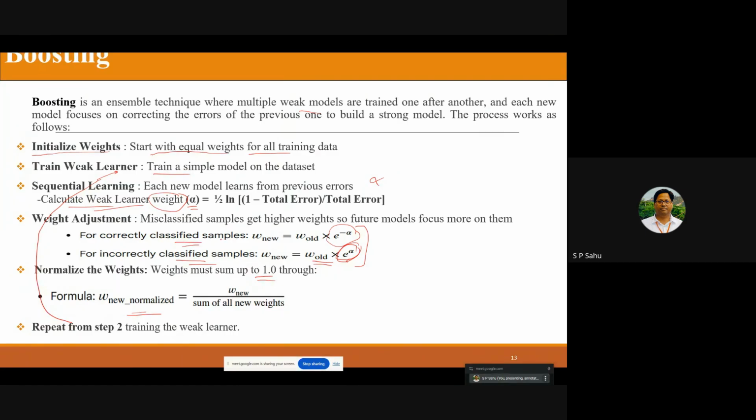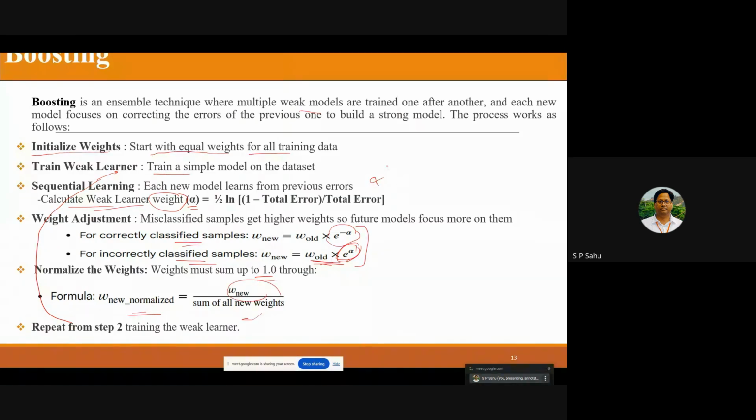And for a correct response, the weights are decreased, and for an incorrect response the weights are increased because of the error. This error term is to be multiplied with the existing weight. So for incorrect classification, the term will be penalized and added. Okay, and then normalization and final.